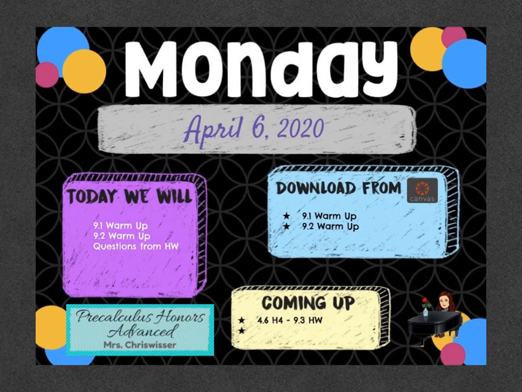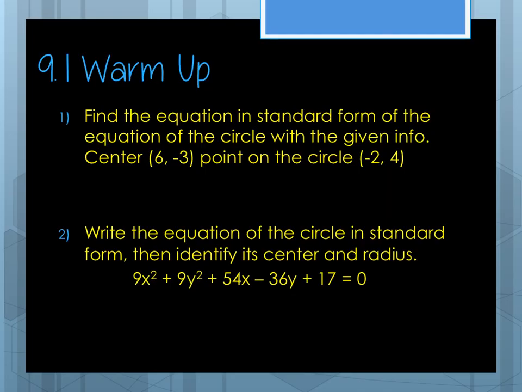Again, this is what we're going to cover today: 9-1 warm-up, 9-2 warm-up, and then tonight's homework is the 9-3 video and homework. So 9-1 was your circles, okay? If you remember the circles, standard form is (x - h)² + (y - k)² = r².